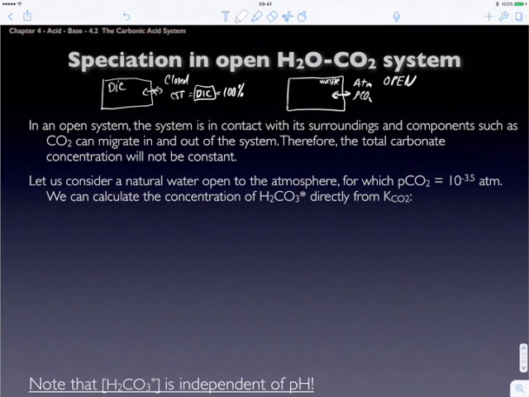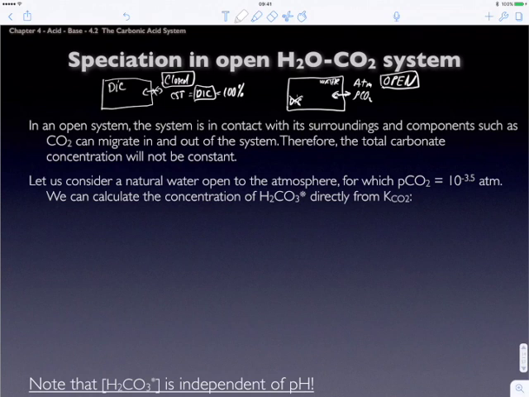Again, I'm repeating myself, in the closed system, the DIC is constant. For the open system, at equilibrium, the amount of CO2 that is dissolved in the water through the Henry's constant is constant, not the DIC. The DIC is not constant, we'll see that.